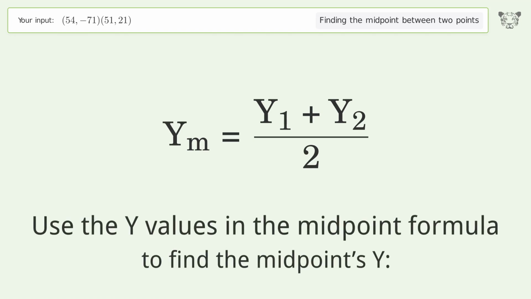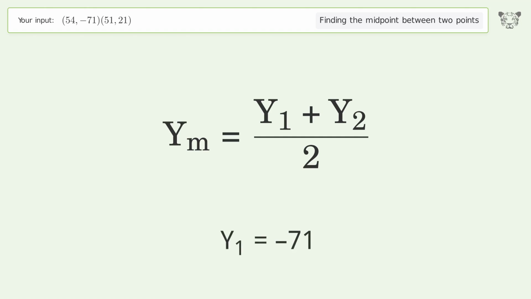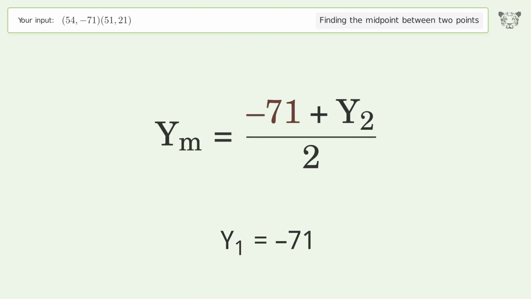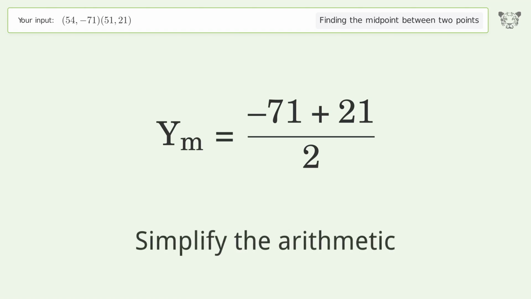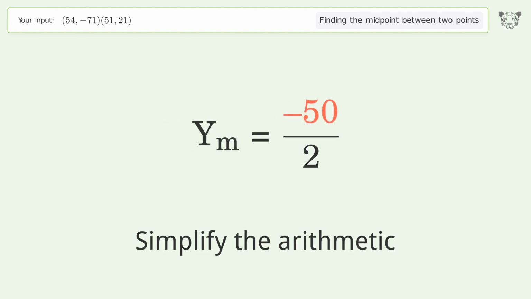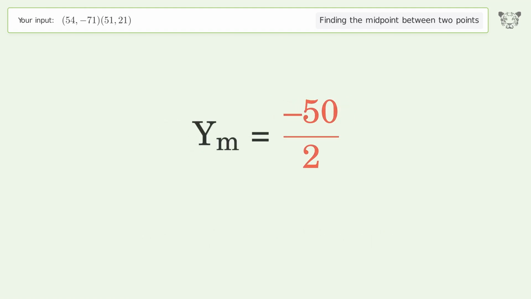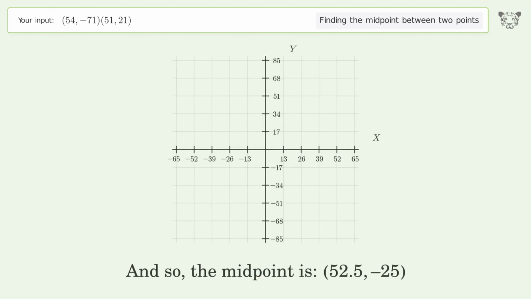Use the y values in the midpoint formula to find the midpoint's y. y1 equals -71. y2 equals 21. Simplify the arithmetic. And so, the midpoint is 52.5, -25.